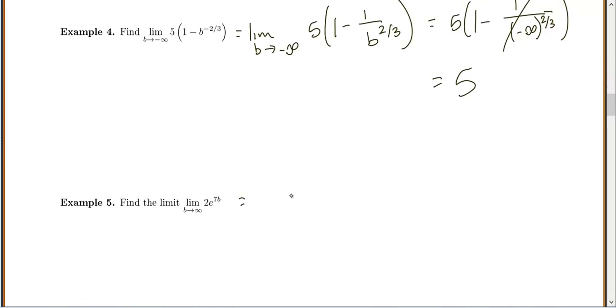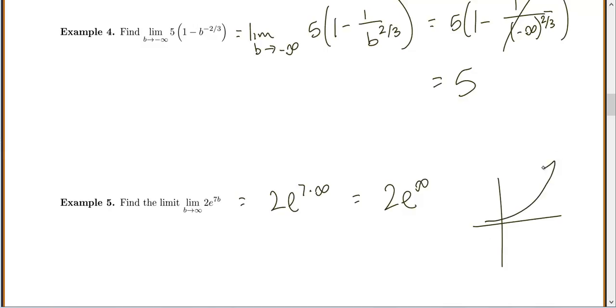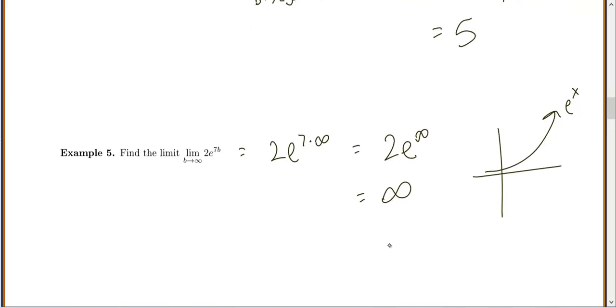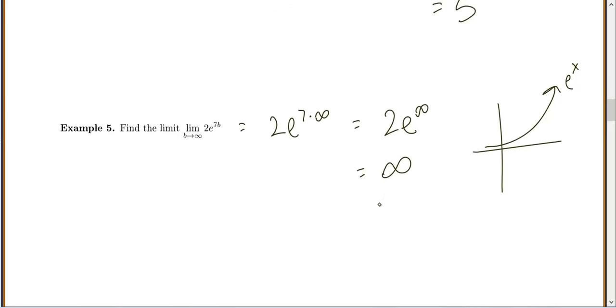This next one, we have 2e to the 7b, so 2e to the 7 times infinity. Or this would just be 2e to the infinity, because infinity times 7 is still infinity. So notice here, I'm not dividing by anything. This is just e to the infinity. So if I was to graph it, it looks like this. Or if I graph e to the x, it looks like this. So notice, I just have really big numbers. I'm not dividing by them or anything. Times them by 2, it's still really big numbers, so I'm going to get infinity. Okay, so this was actually an infinite limit, not a finite one.